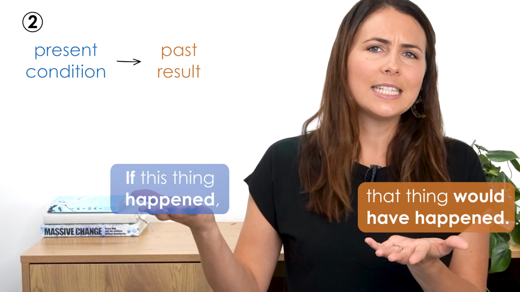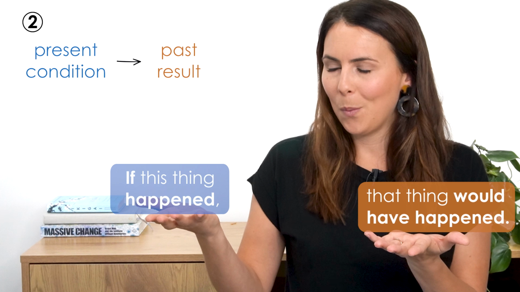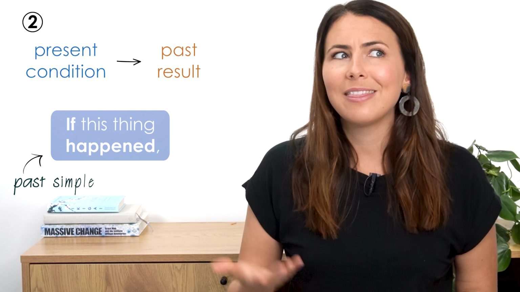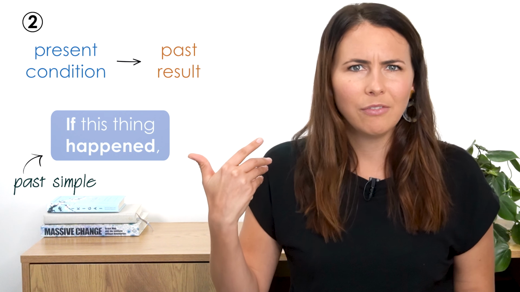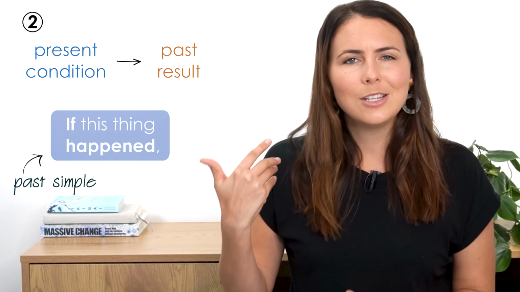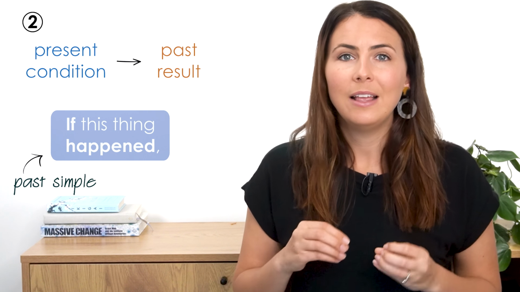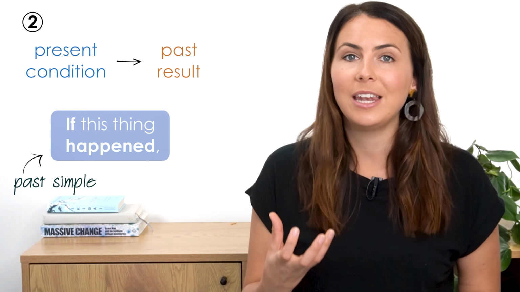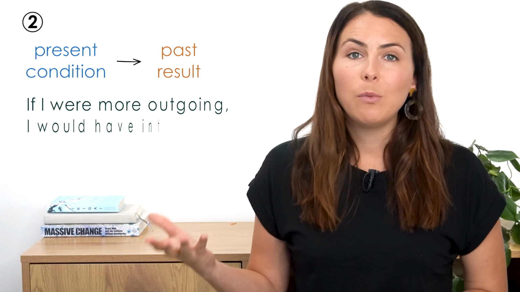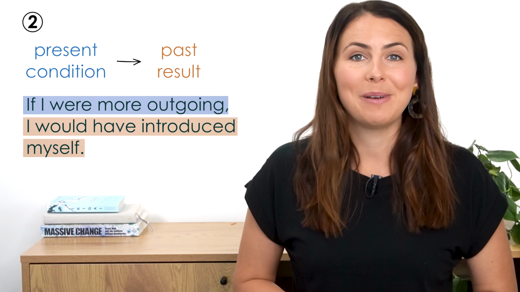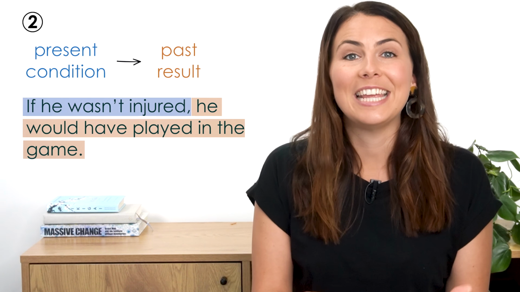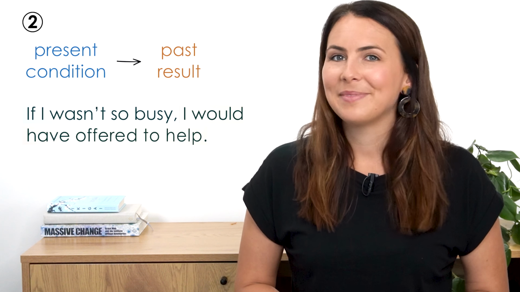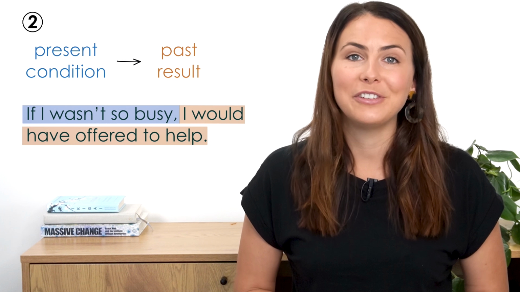Now, all right, let's talk about this for a minute, because we're talking about a present condition, right? But we're using the past simple tense in the if clause. But that's not a real past, right? This is how we use the second conditional to express a hypothetical present situation. If I were more outgoing, I would have introduced myself. If he wasn't injured, he would have played the game. If I wasn't so busy, I would have offered to help.